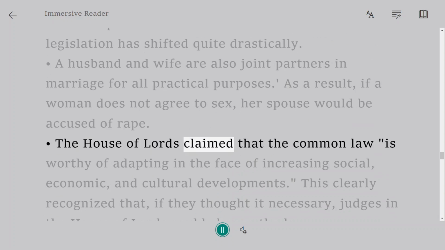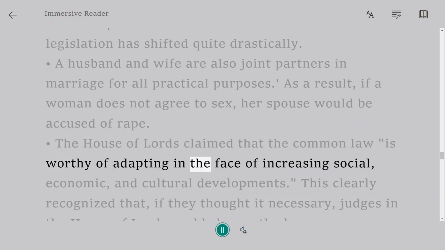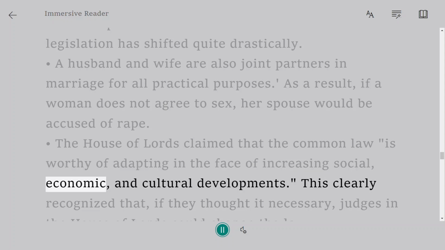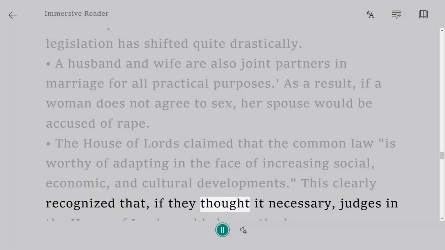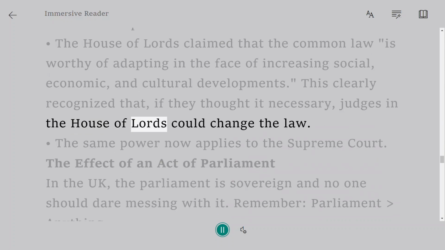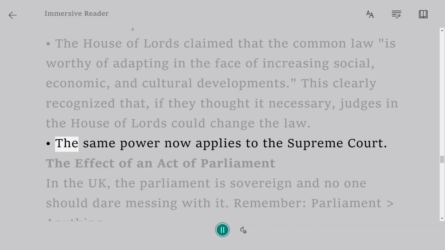The House of Lords claimed that the common law is worthy of adapting in the face of increasing social, economic, and cultural developments. This clearly recognized that, if they thought it necessary, judges in the House of Lords could change the law. The same power now applies to the Supreme Court.